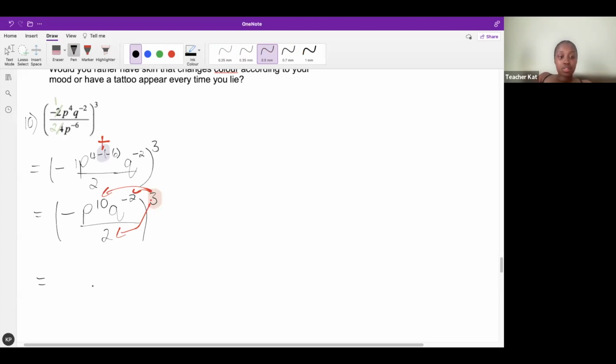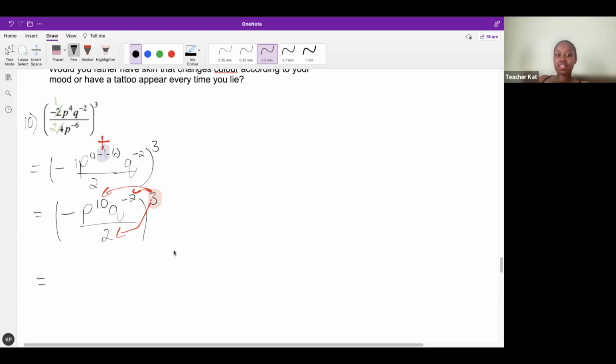Okay? So then I'm going to have, now this negative is a problem here. So I'm going to assign it to P. Okay? Are we listening? So it's going to be negative p to the power of 10 cubed, q to the power of, I can actually leave that negative outside now that I think about it. Okay. So I'll have negative.